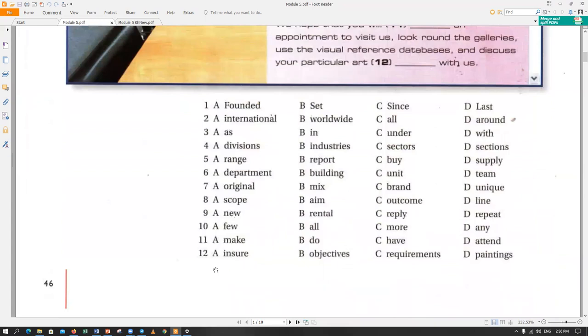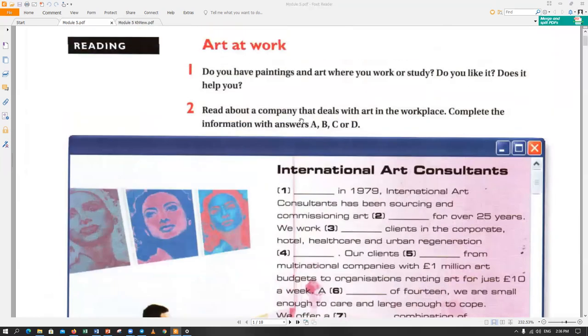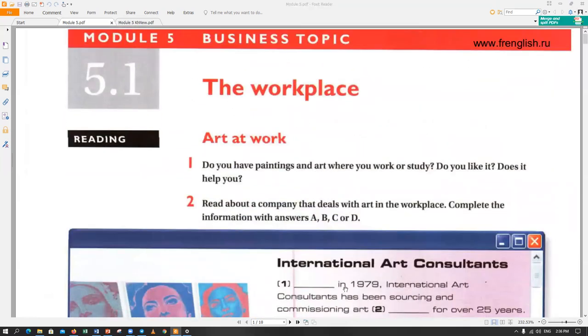A, ensure. B, objectives. C, requirement. And D, painting. Okay, so choose one to complete. But this reading is already translated into Khmer with all the words completed. I translated from the reading that has already been completed.